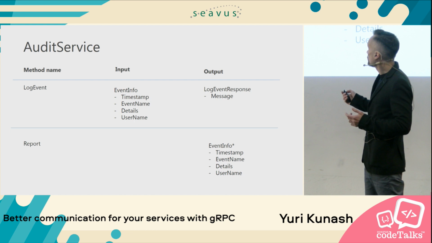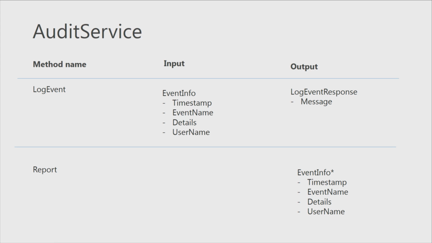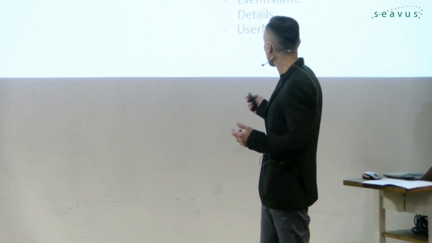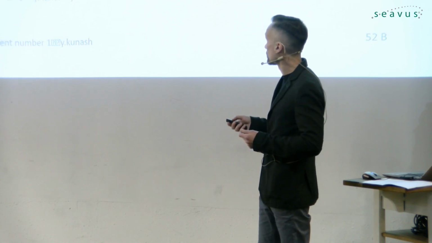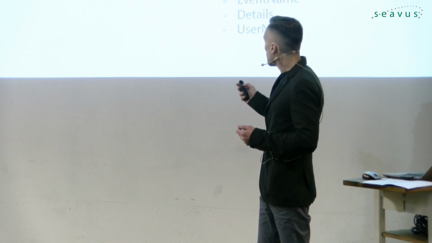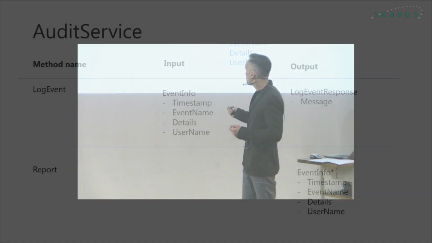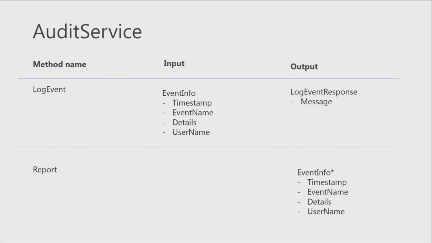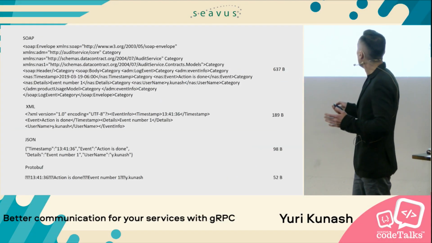Log event has an input, which is a simple class with 4 properties, and as a response it also returns a simple object. The report method has no input and just returns a collection of events which were previously reported. I will show you now this event info message serialized into different formats, and can you believe that if you serialize it in protobuf, it will be almost 2 times smaller than JSON.